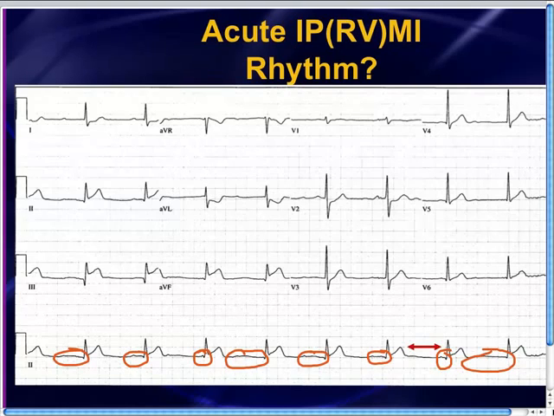So you get the sense that the PR segments are changing. And unlike Mobitz 1, they're not slowly lengthening. There's no good pattern to it. They're changing randomly. And whenever the PR segment is changing randomly, what it means is that you have a complete heart block, a third-degree AV block. So let's go back to the beginning of the rhythm. What's the atrium doing? Sinus rhythm in the 90s. There's a complete heart block.